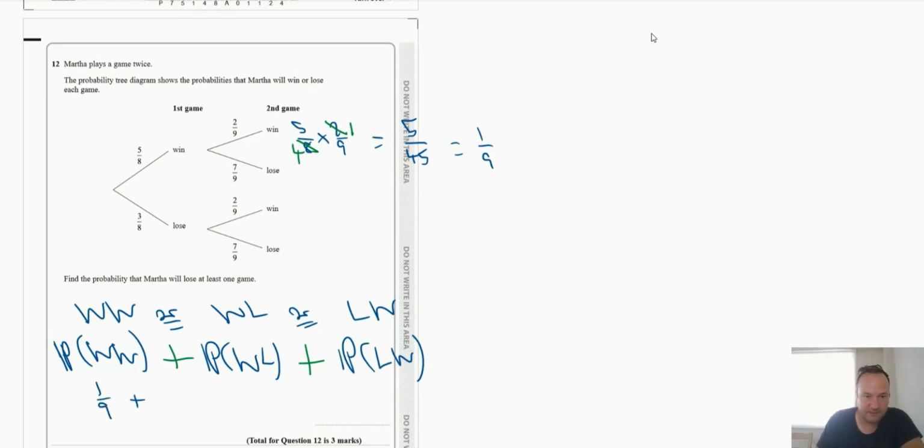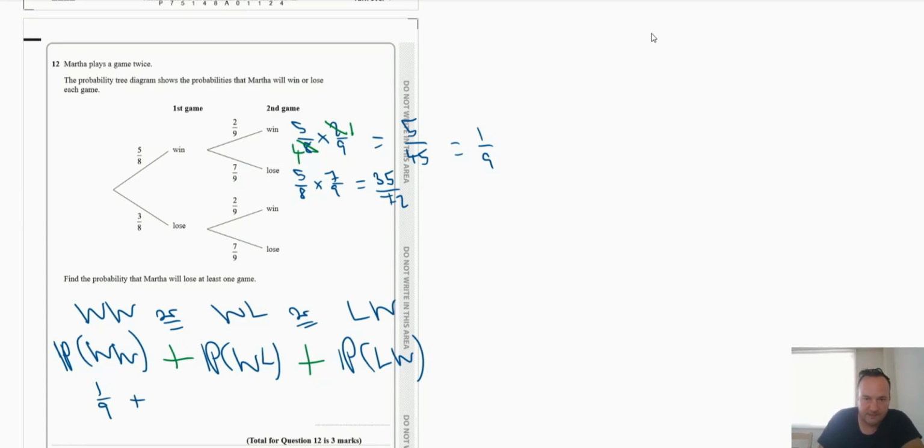Probability of win-lose, again, we do the same sort of thing here. We've got 5 over 8 times 7 over 9. Now, we can see here there's no room for cross-cancelling this time. 5 times 7 is 35. 8 times 9 is going to be 72. So we've got 35 over 72.